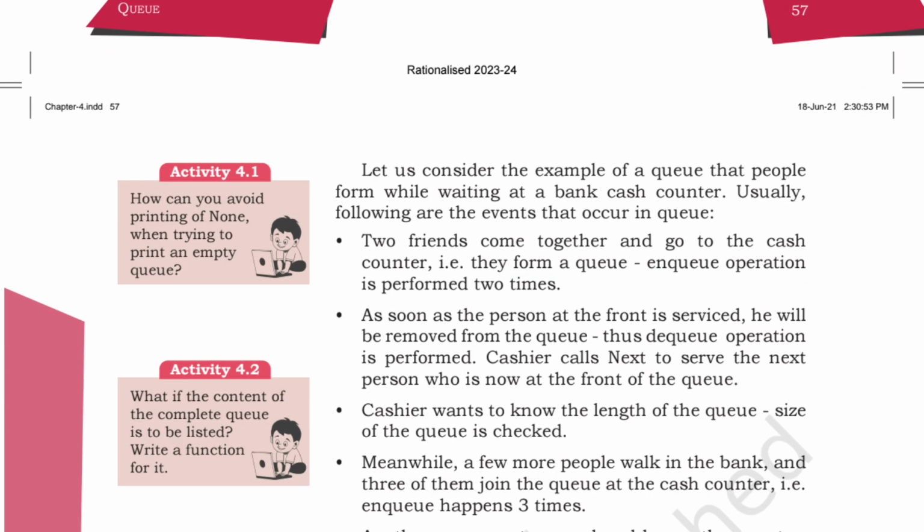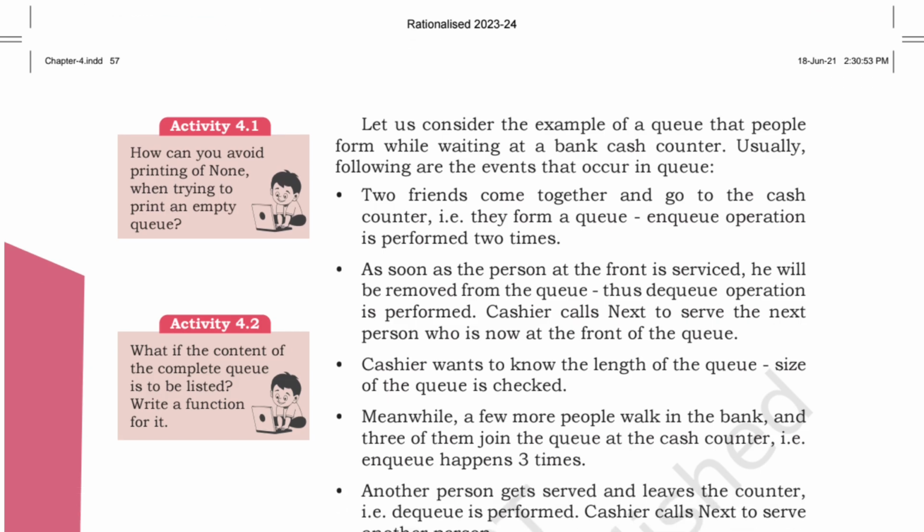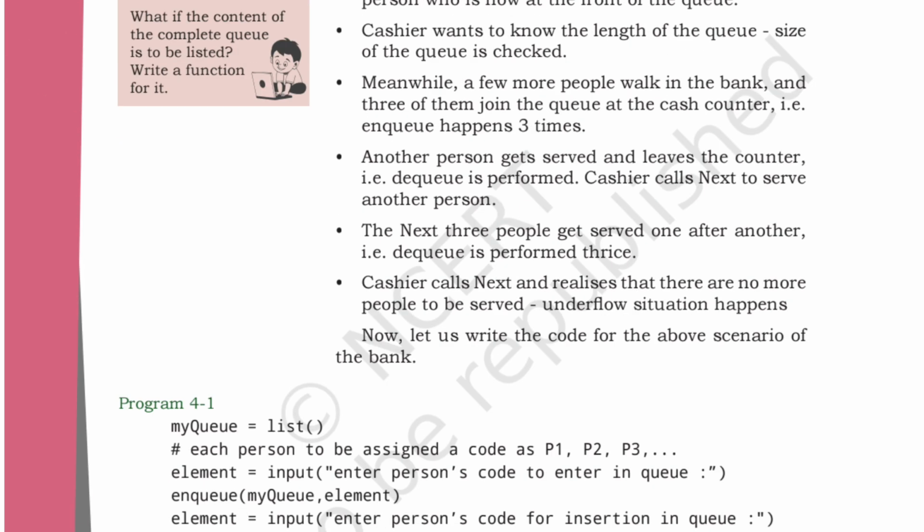Now next one is what? Let us consider the example of a queue that people form while waiting at the bank cash counter. Usually the following are the events that occur in a queue. Okay, so these are the examples of a queue that people form while waiting at the bank cash counter. Okay, that example I'm going to explain to you.